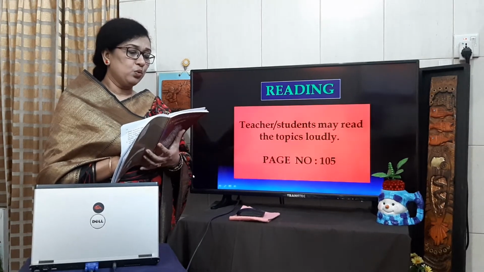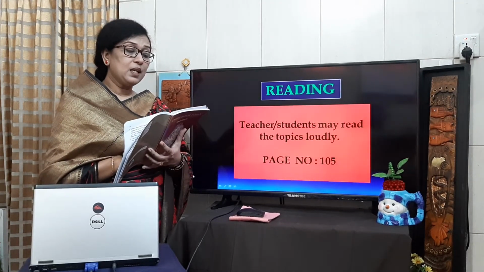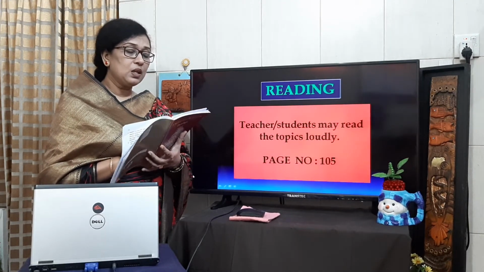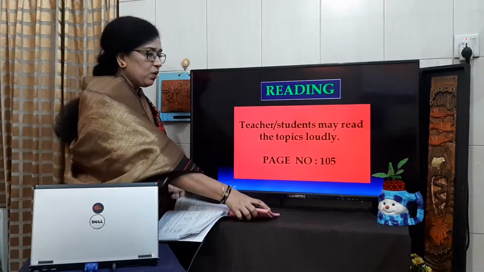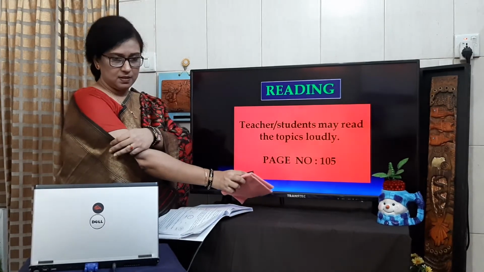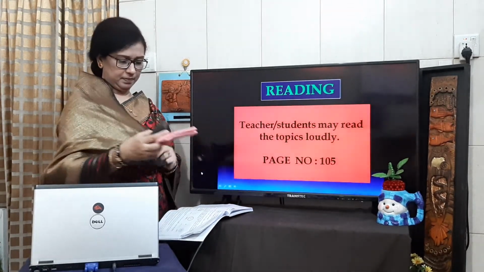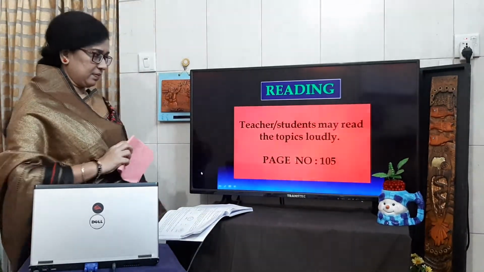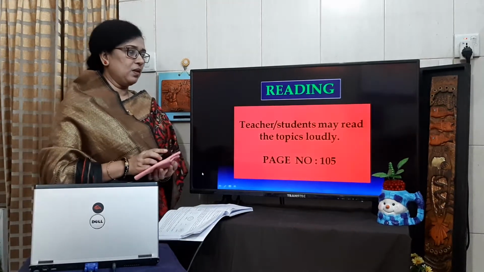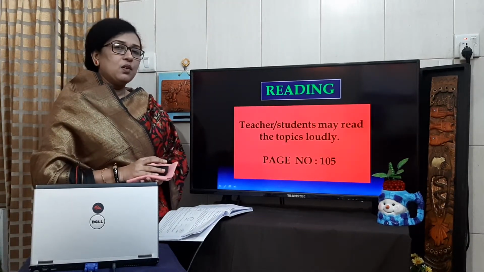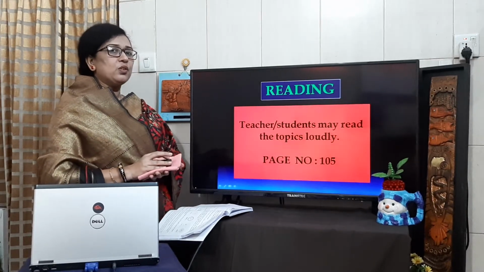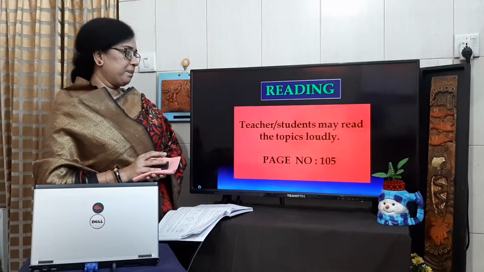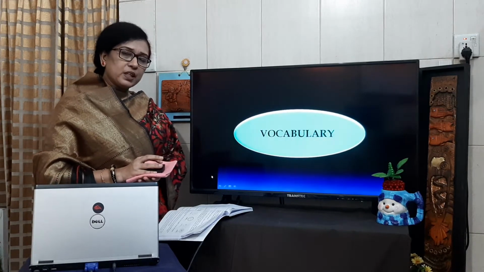But do we know exactly who made the first wheel? So this is the text. Thank you for listening to the text, and now we are going to join the next step. Vocabulary.